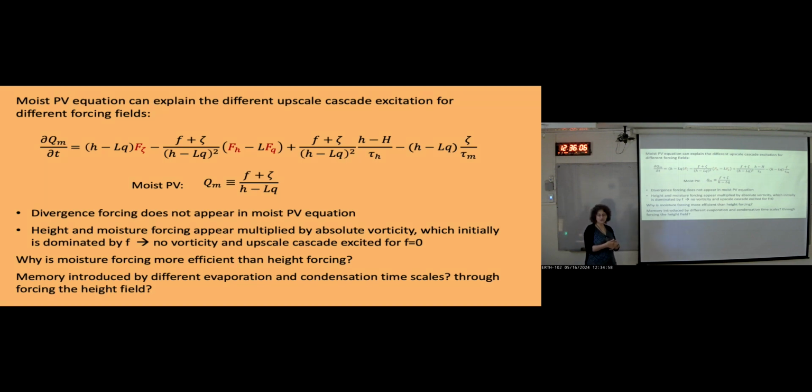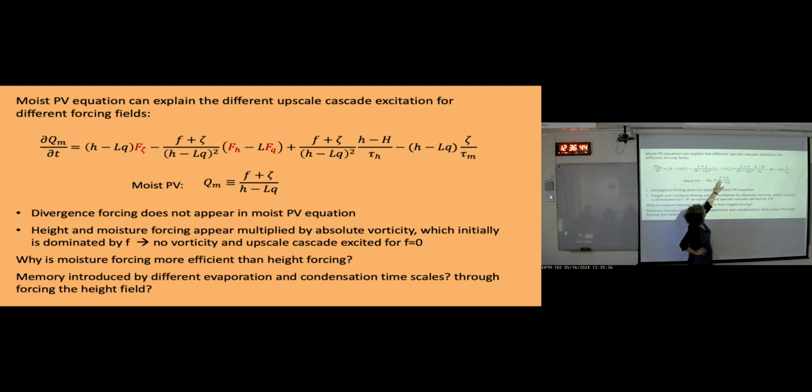Only for a moist model, you also have to combine the moist equation to get a conservation equation for this quantity, so it's f plus zeta, the absolute vorticity, divided by not the height, but the modified height due to moisture. If you work it out, you see that vorticity forcing appears multiplied by H, and adding moisture reduces the effect of vorticity forcing a little bit. We saw that. But it's multiplied only by H.